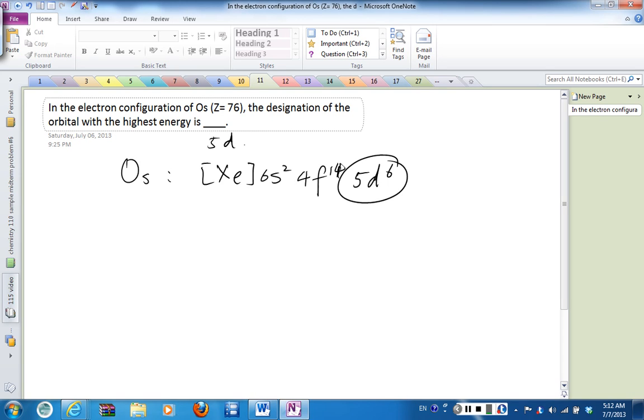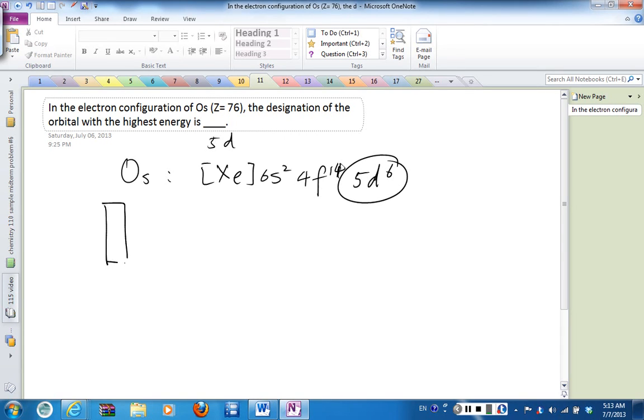But you're going to need to write the electron configuration, and to do that, you're going to be looking at your periodic table. Well, if we're talking about just the orbital with the highest energy, there is actually an easier way. Now you look at osmium. In the electron configuration, the last orbital is the one with the highest energy. And the last orbital also determines the position of your element on the periodic table.